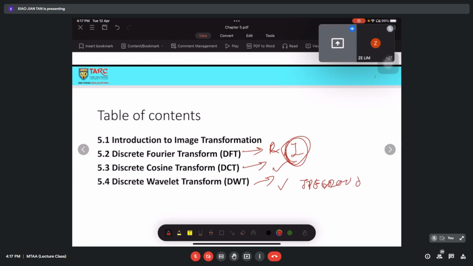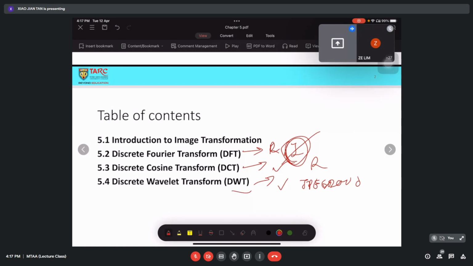So DCT is simpler than DFT. The reason is that in the computation of DCT, you only need the real part without the imaginary part. So by excluding the imaginary part, basically the entire calculation will be simpler. You have a bunch of integers, do your math, and everything will be simpler.